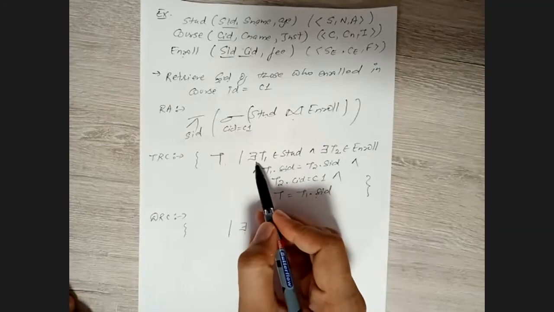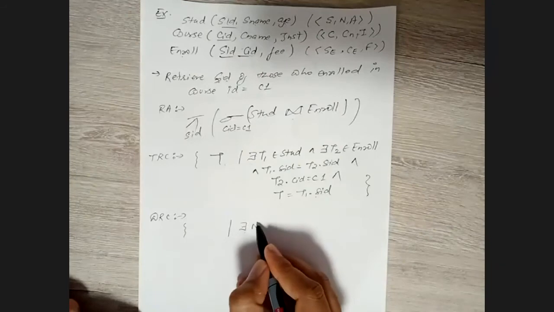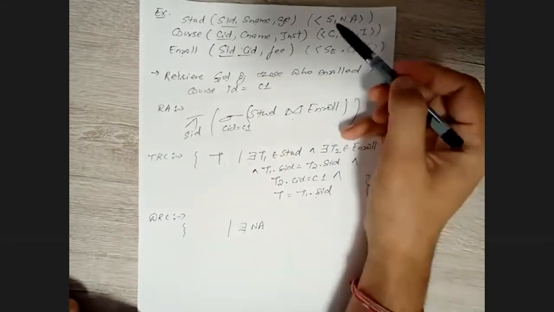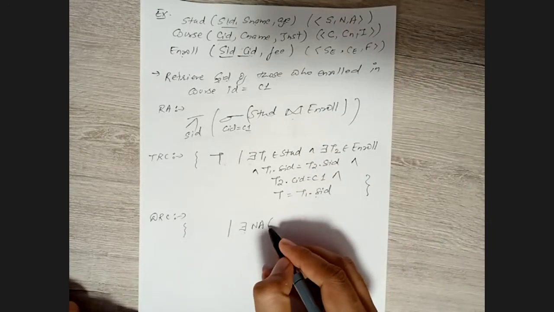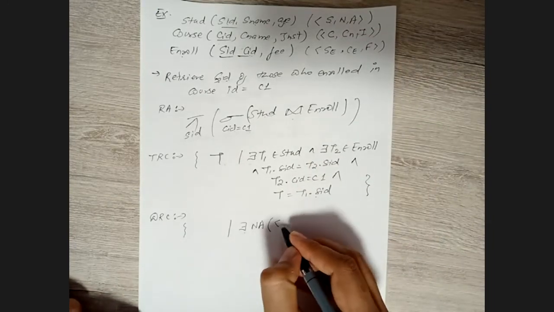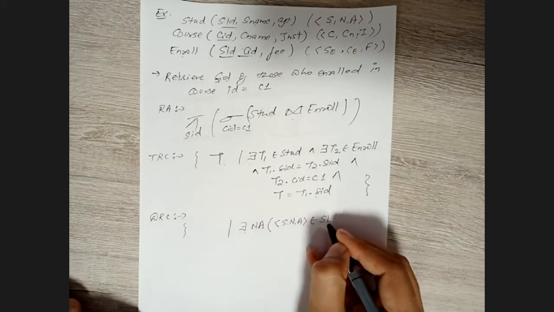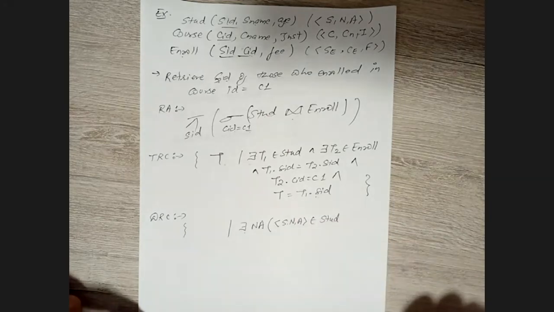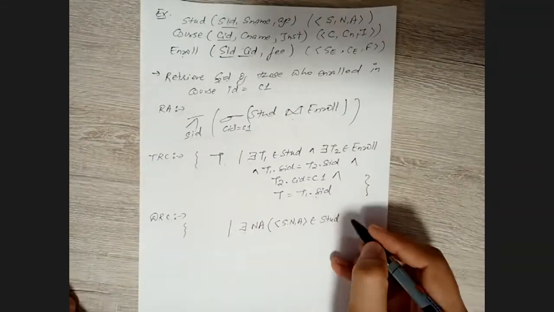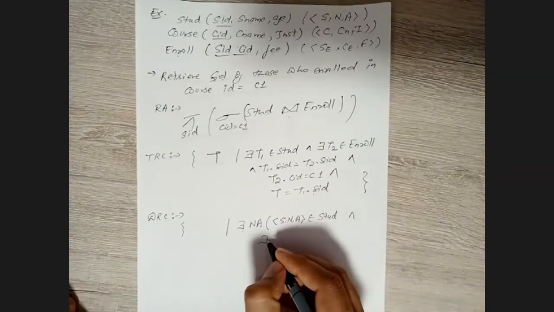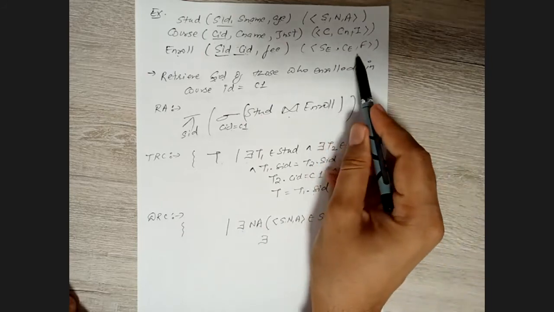Right. And now here, I'm just writing this part, for example, I'm computing this part in terms of DRC. I'm writing there exists N and A because I want to reflect S here. So I'm not writing S here, I'm writing NA. Then bracket, and now I'm writing S comma N comma A belongs to student. This is what I'm writing here. And there exists, what I want, the enroll table.